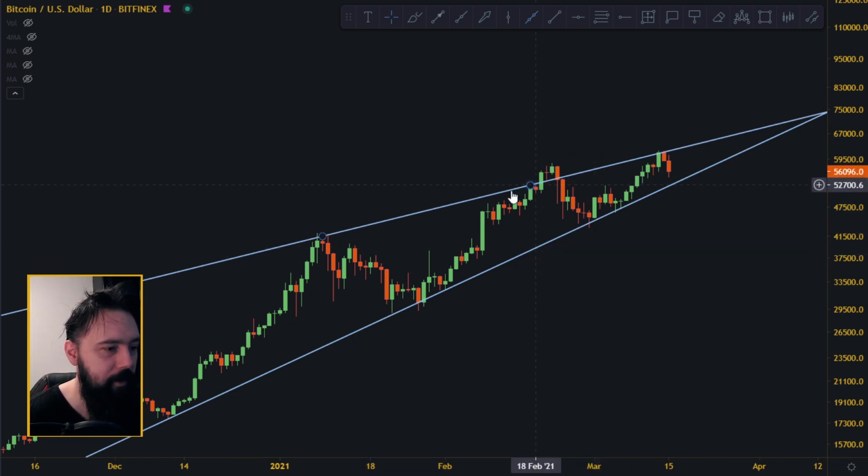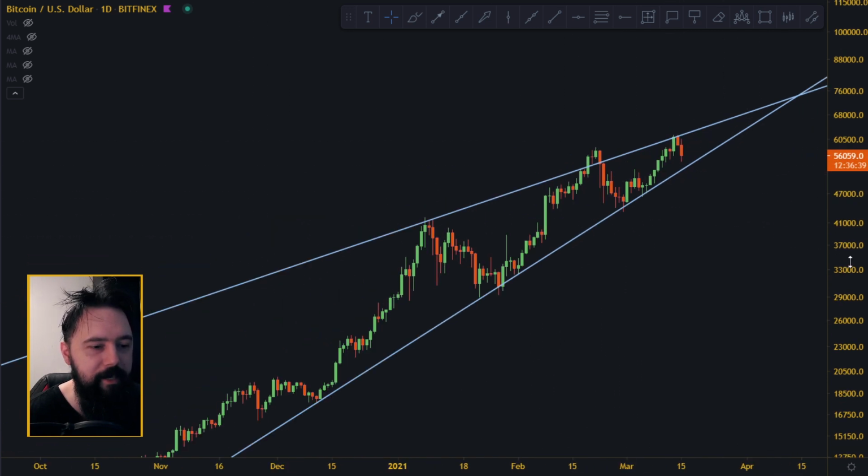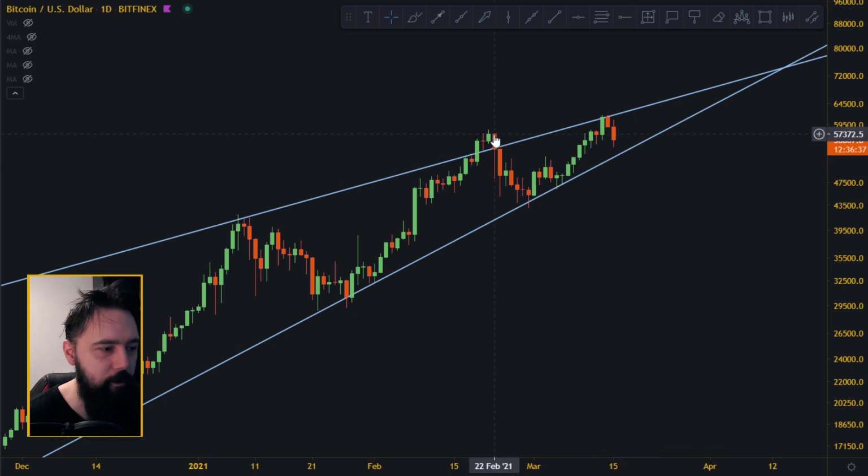It hits this top over here, then it goes up here, breaks it, retests this, and then it breaks it on the downside, goes to test this support again, two times tests the support, bounces off. Now it's hitting this resistance again. So we are actually in a rising wedge right now. Rising wedge. Keep that in mind.